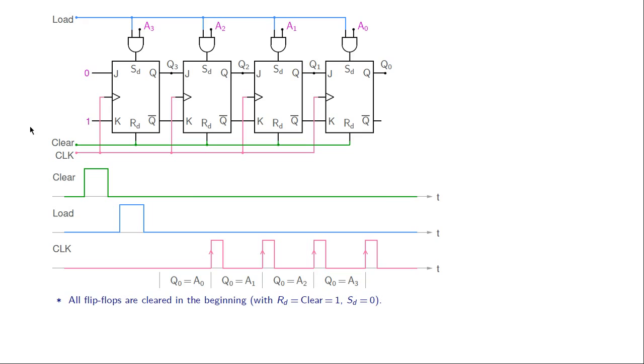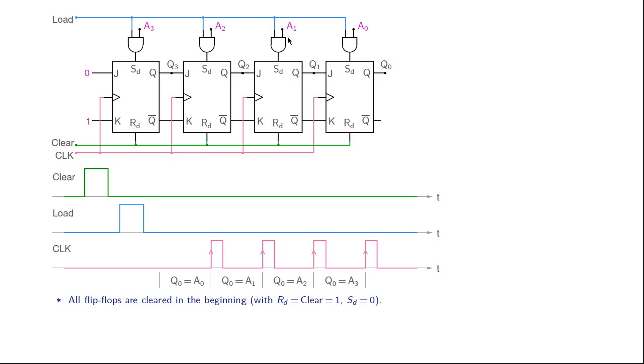Alright, now let us look at the connections. The clock is common to all of them, and the clear input is also common. That is going to the direct reset input of each flip-flop. Now to SD, we are connecting this variable called load and it with some other variable here. That variable is A3 here, A2 here, A1 here, A0 here.